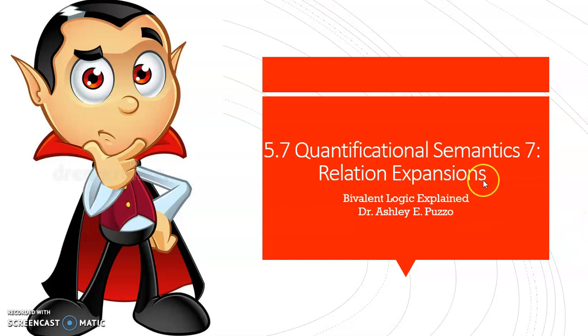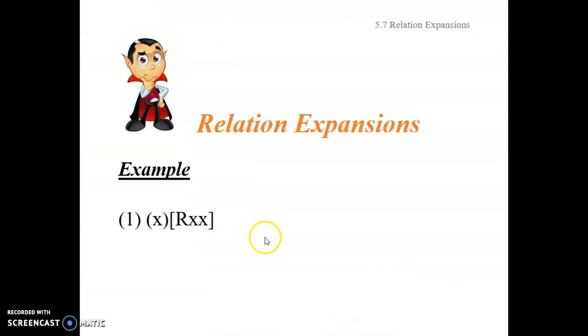It's Ash. Today we're going to cover section 5.7 of the text, our 7th section on quantificational semantics, and we're going to be looking at relation expansion. So how do we expand sentences with relations? This is going to give you a really good grip on the meaning of relational expressions, as well as how to handle quantificational sentences with multiple overlapping quantifiers. All right, let's rock.